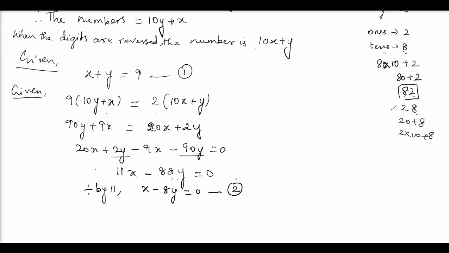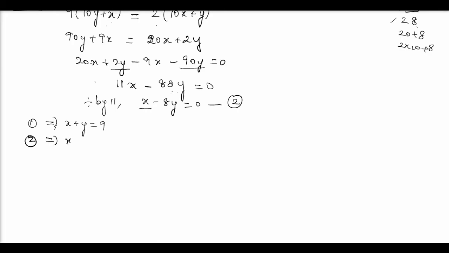Now let's solve these two equations by elimination method. It's going to be very easy because we have the coefficients of x to be the same. So we'll take the equations as they are. Equation 1 is x plus y equal 9 and equation 2 is x minus 8y equals 0. So let's subtract them so that x gets cancelled. So here it's 9y equal 9. So you get y equal 1.